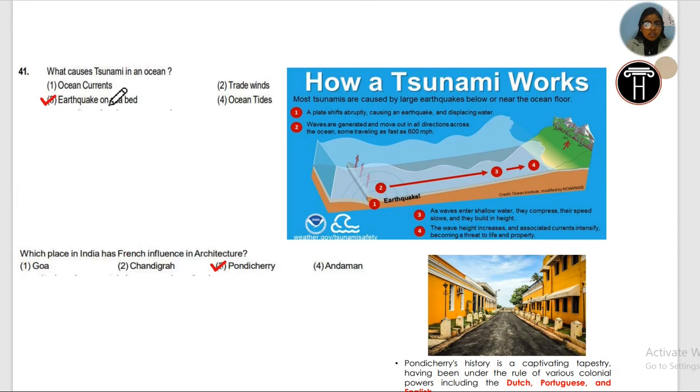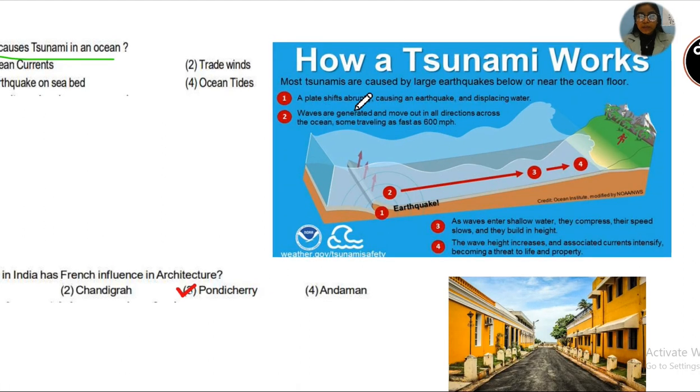Next question is, what causes tsunami in an ocean? Tsunami in an ocean is caused due to an earthquake on the seabed. See here it is listed in option A, a plate shifts, like tectonic plates. This is one plate, this is the second plate. As you can see, this plate is a little bit above the first plate. So this plate shifts, causing an earthquake and displacing water.